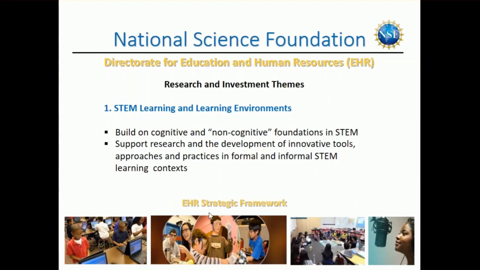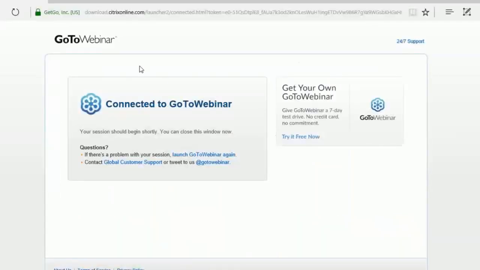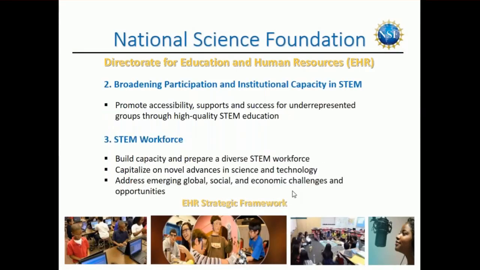And when you look at research and investment themes of NSF and EHR, one of those themes is STEM learning and learning environments. One important thing is that NSF is a research agency, and so NSF has a heavy emphasis on research. So the AISL proposals should be researching issues related to broadening participation so that we can gain additional insights there. And thank you, the slides are back now.